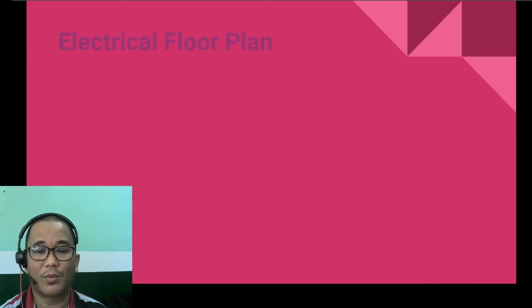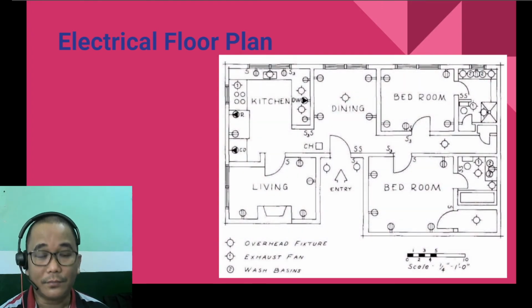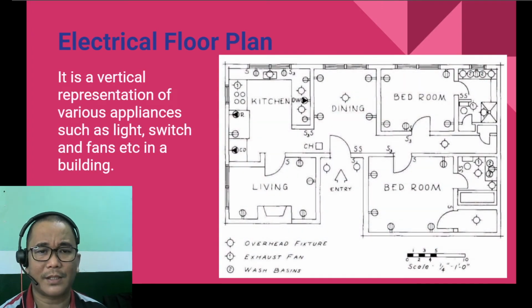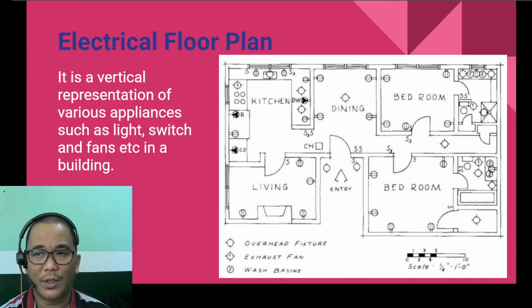The next one is what we call the electrical floor plan. An electrical floor plan is a representation of various appliances such as lights, switches, and fans, etc. in the building. It specifies their exact location with their size and distance from each wall and ceiling. It shows a scaled version of each room from above. It usually contains a legend that provides a visual explanation of the symbols used in it.